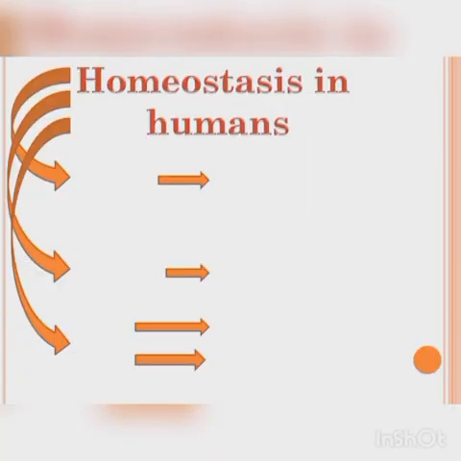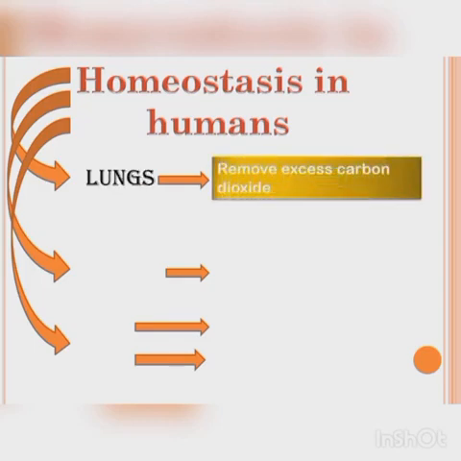Now we have to see how the homeostasis occur in humans. In human, lungs are the organs which are responsible for the removal of excess carbon dioxide. Exchange of gases occur in the lungs. So here these are the organs which can remove excess carbon dioxide from the body.